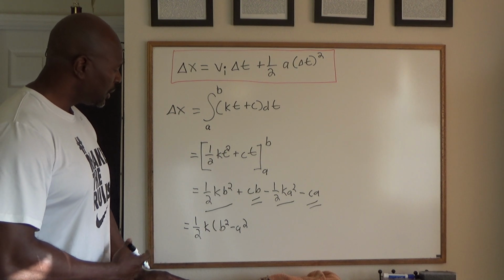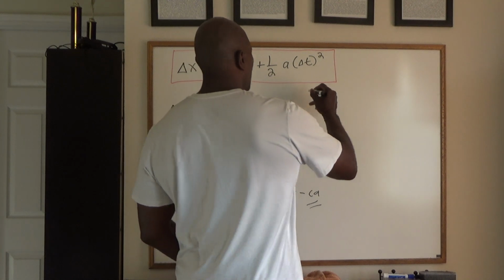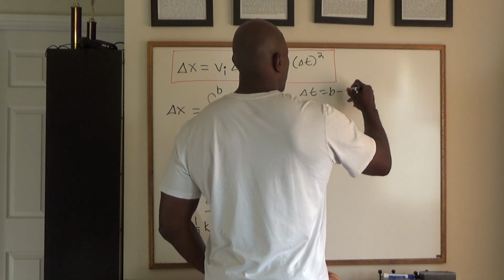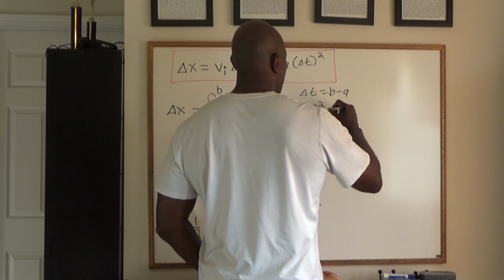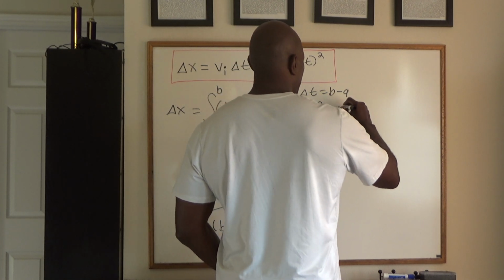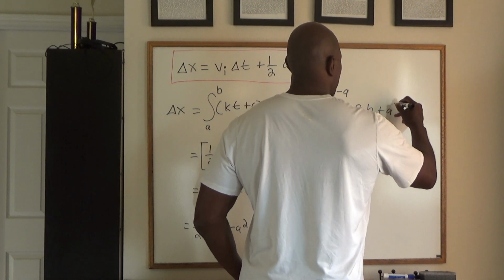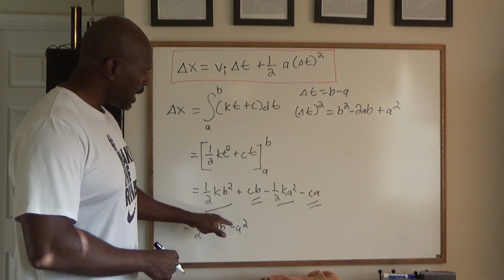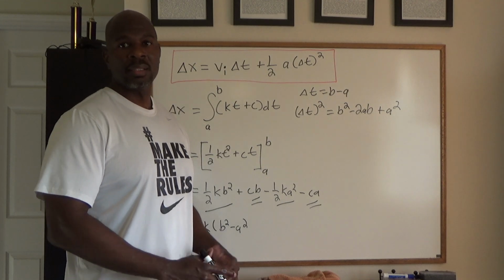Now remember, delta t is b minus a. So if you recall, delta t is b minus a. So delta t squared is b minus a squared, which is b squared minus 2ab plus a squared. So I would like this guy to look like this guy. So I'm simply going to make it look like this guy.